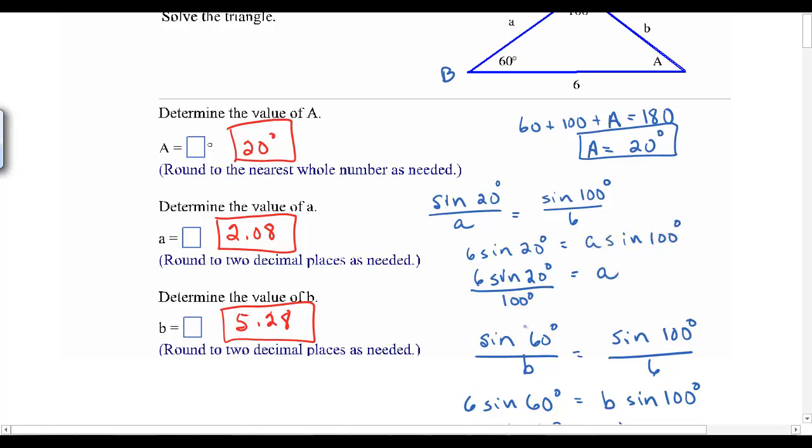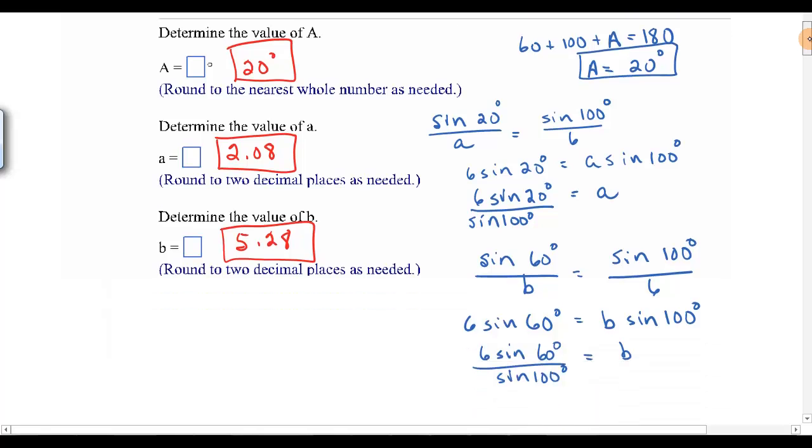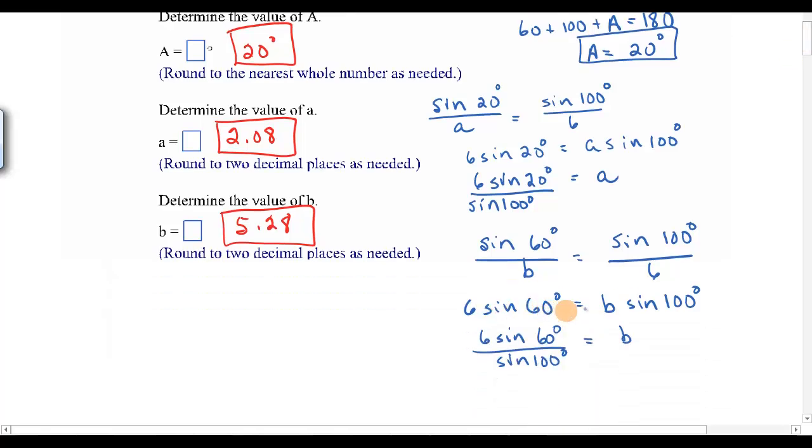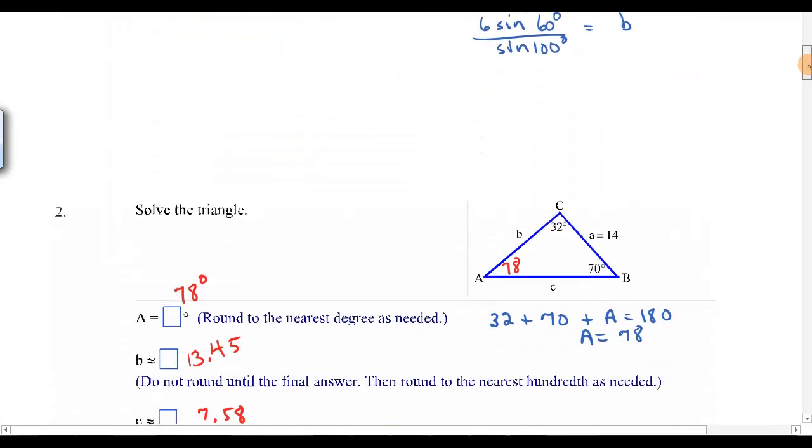I forgot the sine 100 right here. Okay, and so that would end up being 2.08. Down here, we're doing the same thing to get B. So you have 6 sine 60 equals B sine 100. Divide by the sine 100 to get B. Do these in the calculator, and you get 5.28. Pretty much once you get the law down, it is just calculator work.